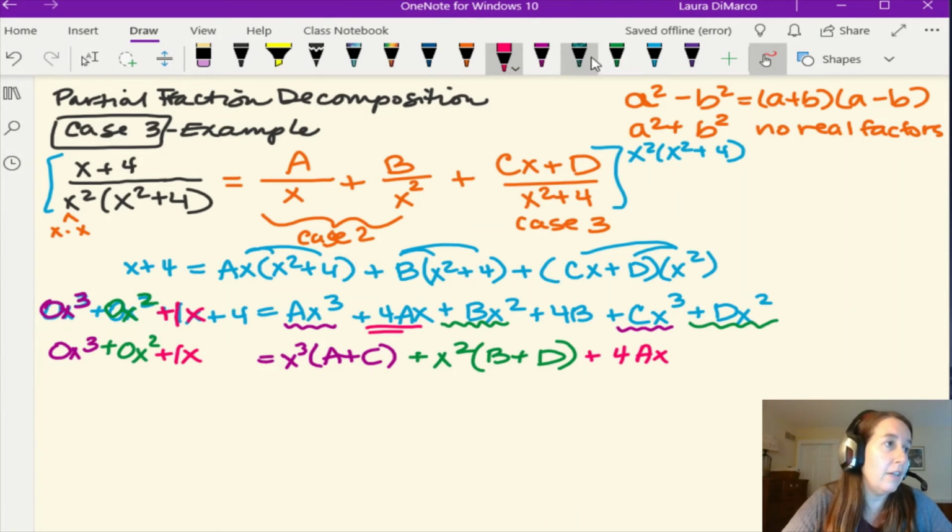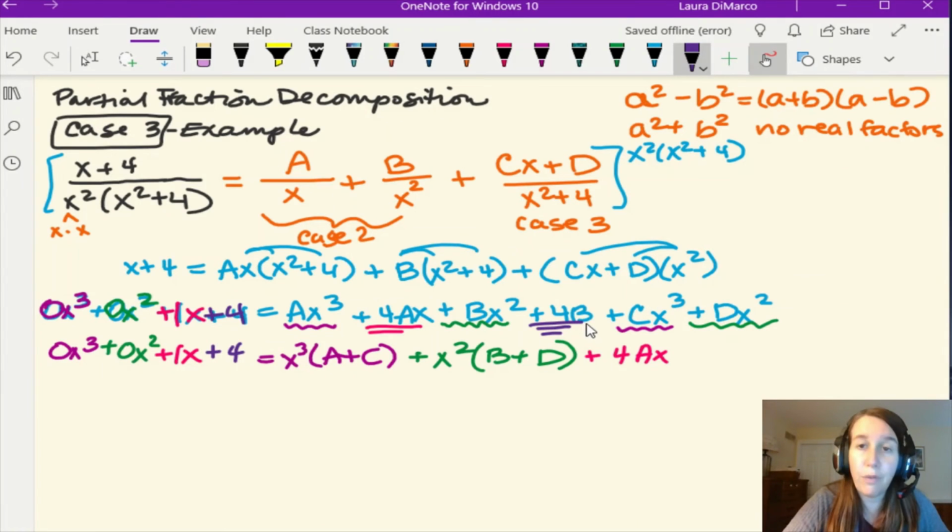And then finally, what other color do I have? I guess purple here. All right, so plus 4. Okay, that's the constant term. So the only constant term I'm seeing here is the plus 4b. There's no x by it, okay? So plus 4b.